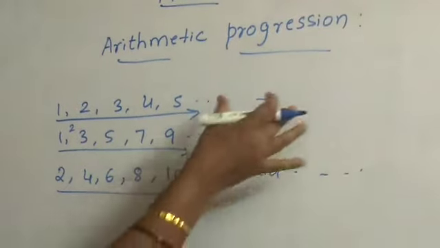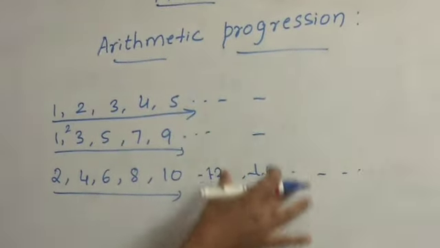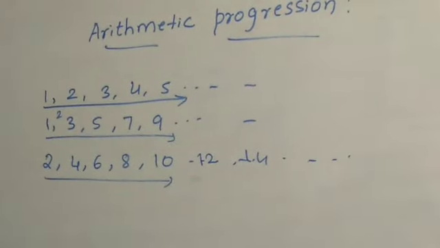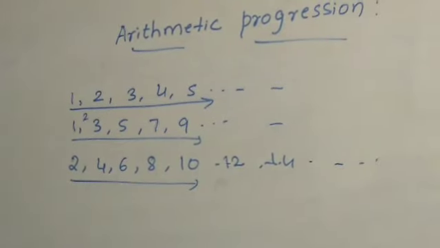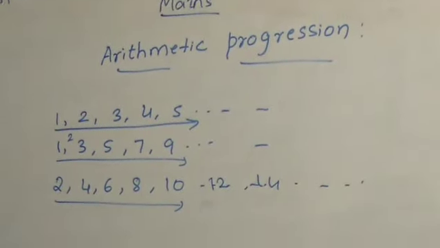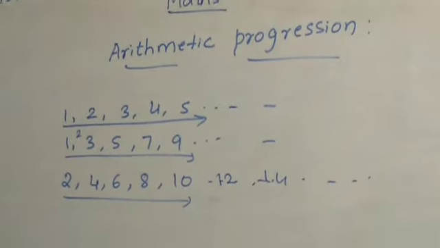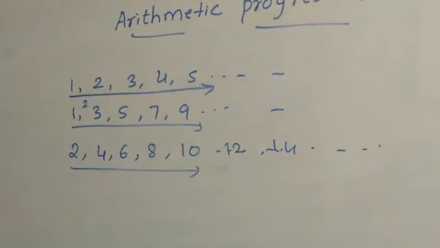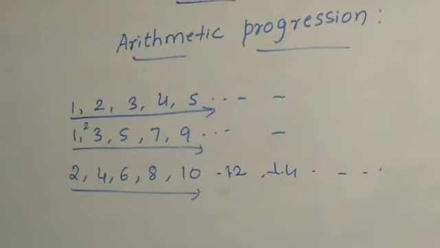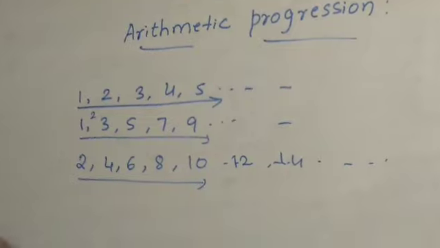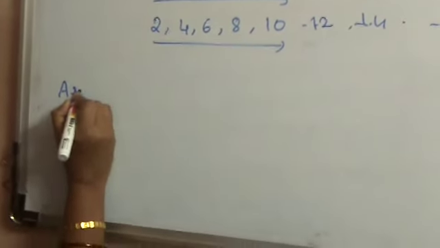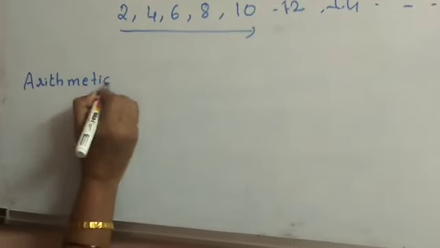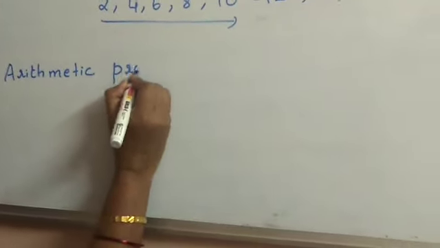Okay. Then the type of numbers which follow this, which can be arranged in some order or sequence, by adding a fixed number to the preceding term, form an AP. Then let us define what an AP is now. Let me write the definition of arithmetic progression.